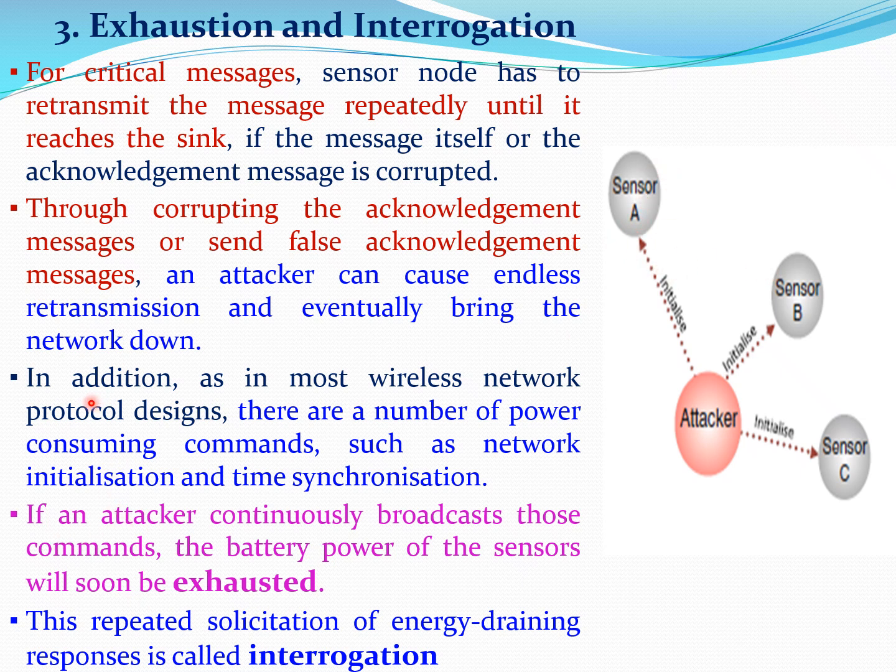There are a number of power consuming commands such as network initialization and time synchronization. If an attacker continuously broadcasts those commands, the battery power of the sensors will soon be exhausted. This repeated solicitation of energy draining responses is called interrogation.